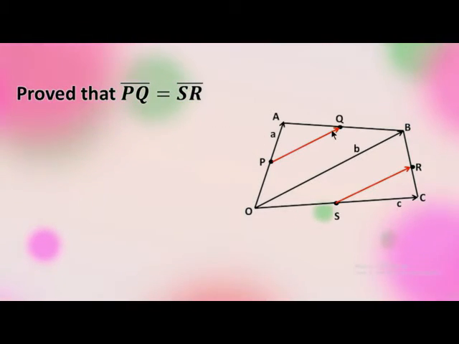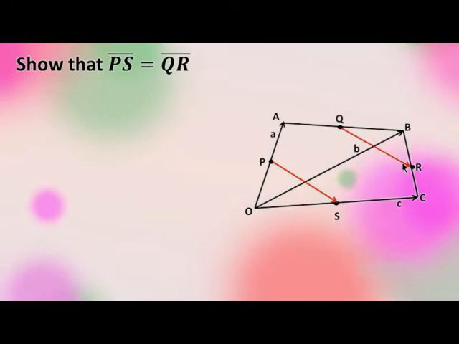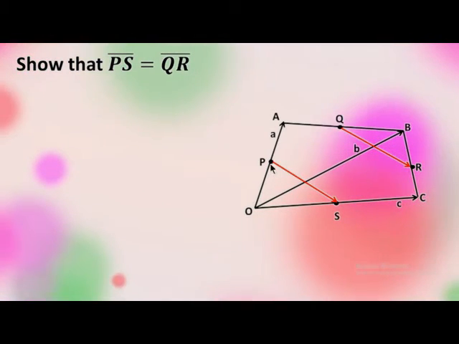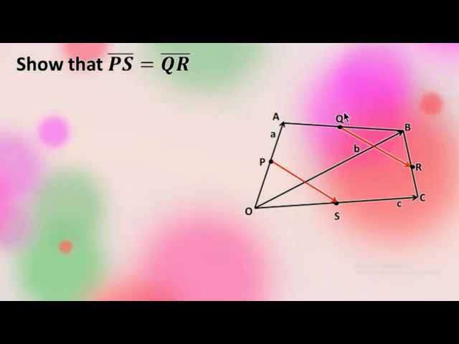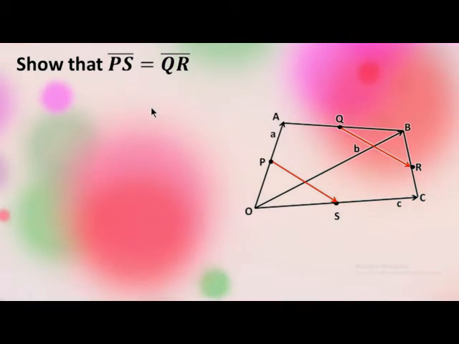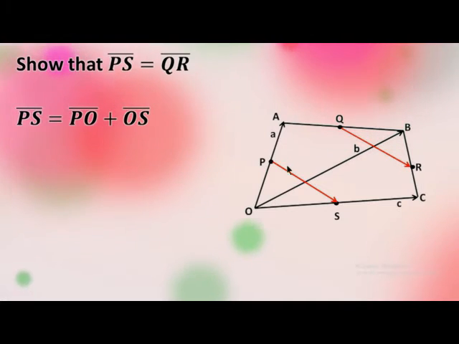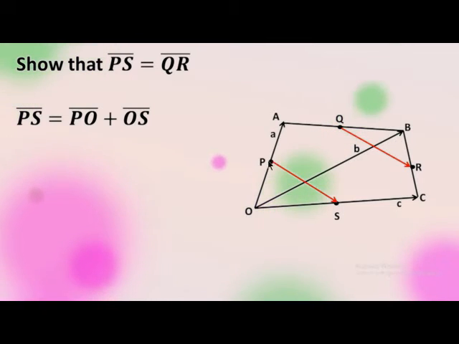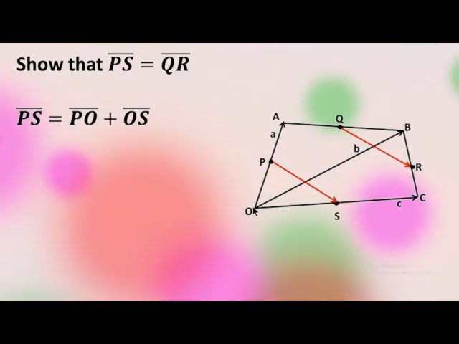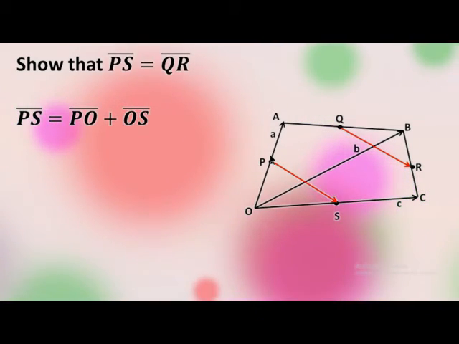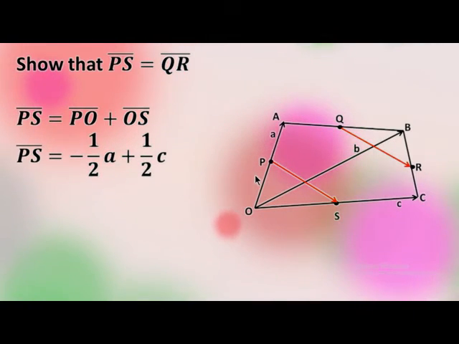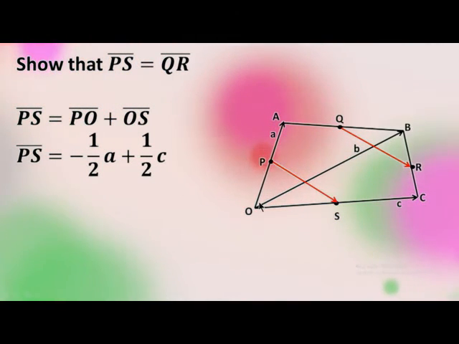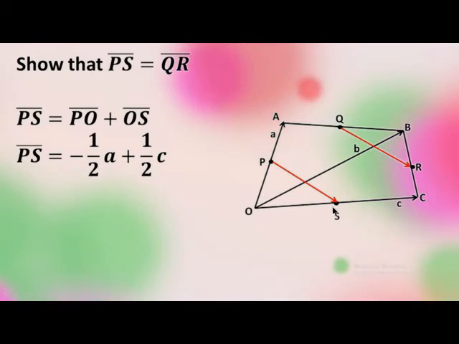We know that this vector equals this vector. Now we're going to prove that vector PS equals vector QR. PS is actually equal to PO plus OS, a vector resultant of PO plus OS. We know that PO is half of A but in the opposite direction. So PS equals negative half of A plus OS, which is half of C.